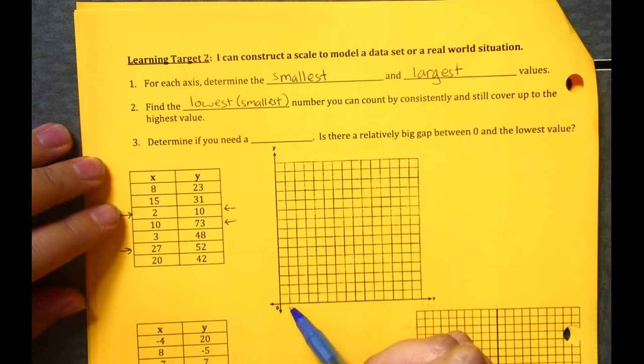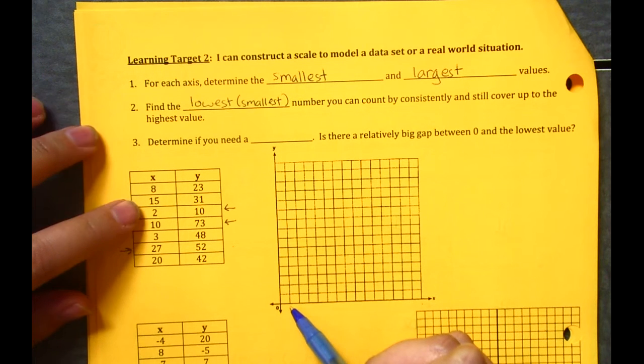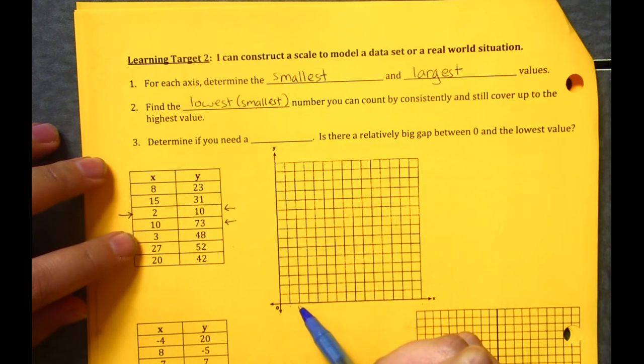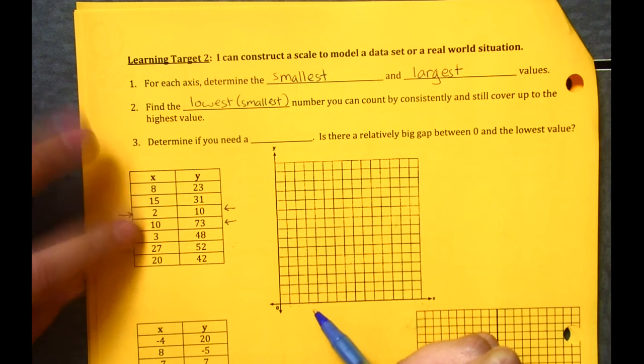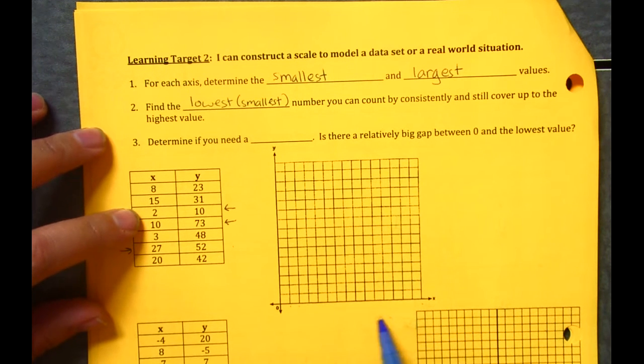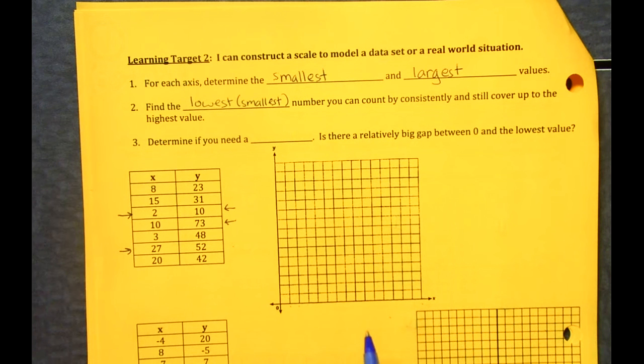The key here is you want to make sure that you're counting by a consistent number. A lot of students will label this first little mark here as a 2, and then a 3, and then an 8, and then a 10. They'll just use these numbers to label down here, but that is not correct. You cannot do that. You have to find a consistent number to count by.